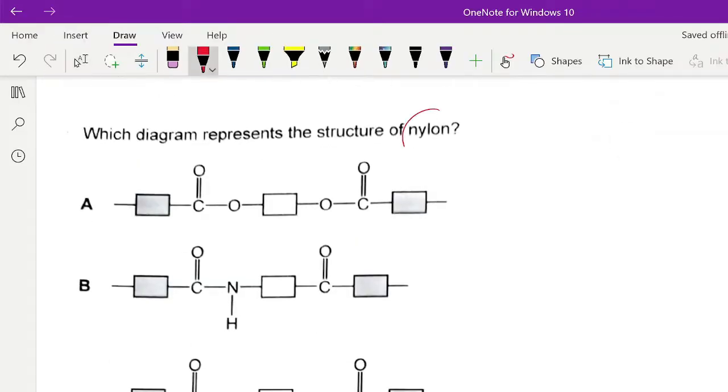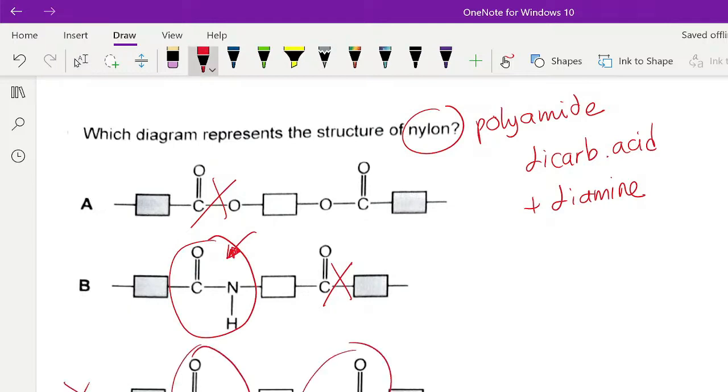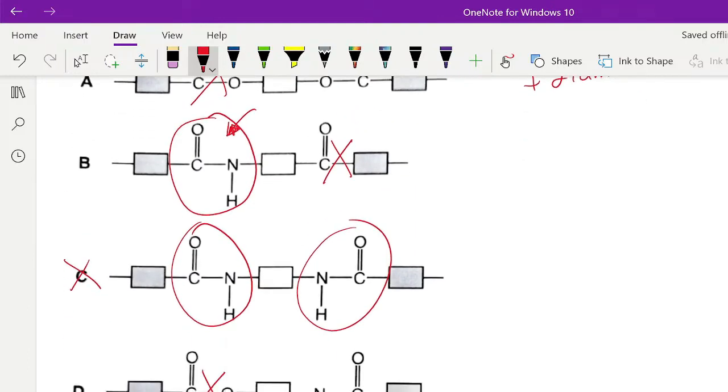Nylon is a polyamide. It's made of dicarboxylic acid and diamine. So this cannot be because this is an ester linkage. This is the correct linkage, but we need this repeatedly. That's why it's called polyamide. This one is the structure of nylon. Answer.